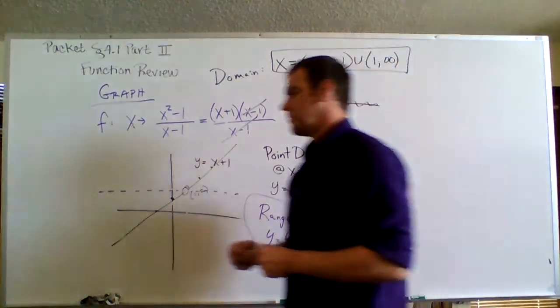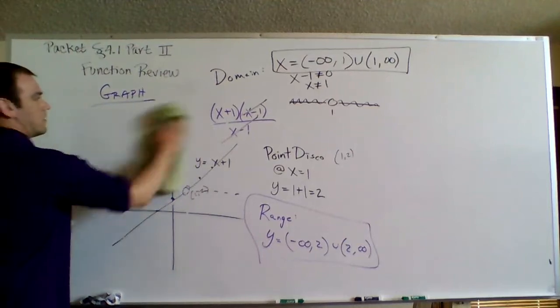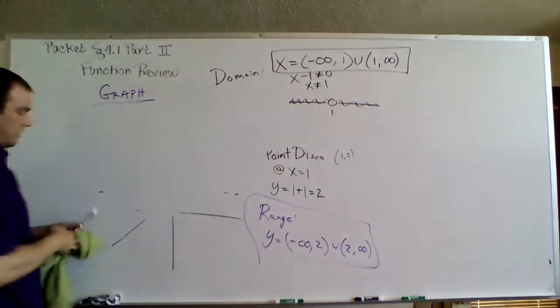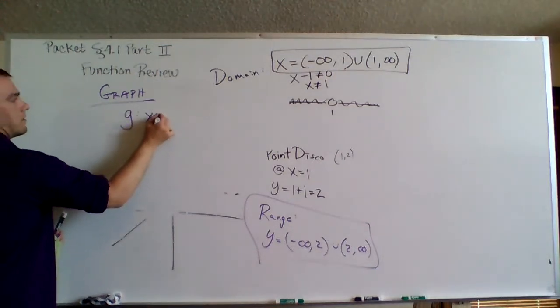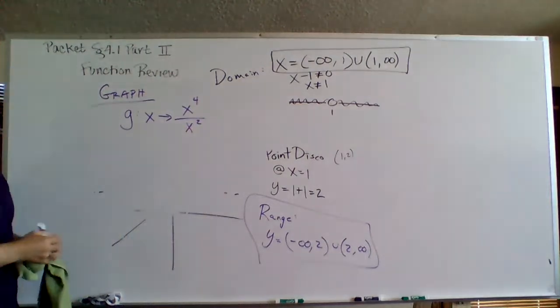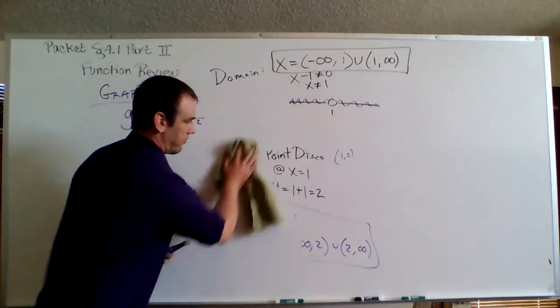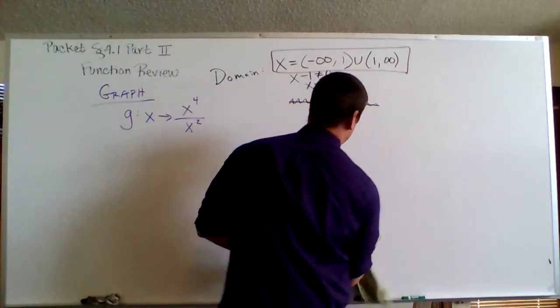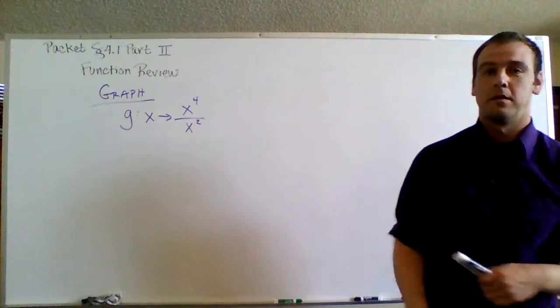Sweet. So let's do another one. Guys, our next graph, I'll erase this. You can start thinking about it. Is going to be g. We're going to get x to the 4th over x squared. All right. So I'll go ahead and see if you guys can figure out how to graph that, what it's going to look like. Is there going to be any point discontinuities, all that fun jazz.